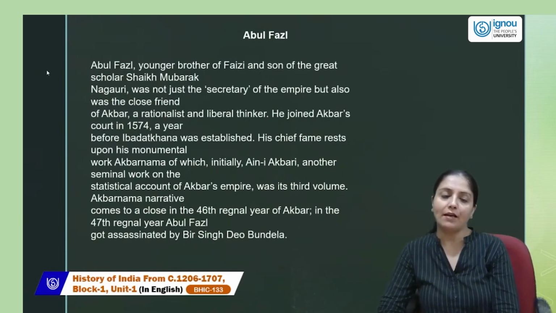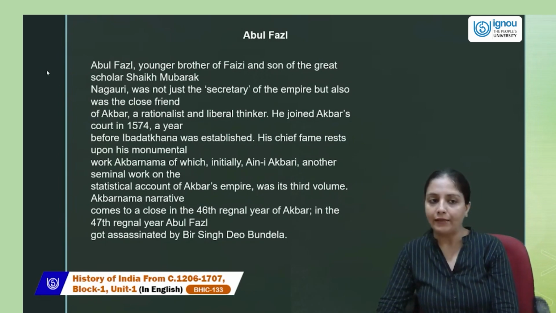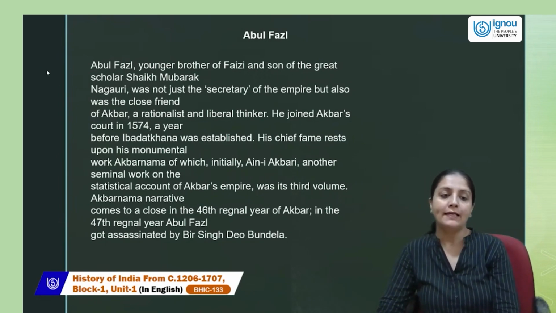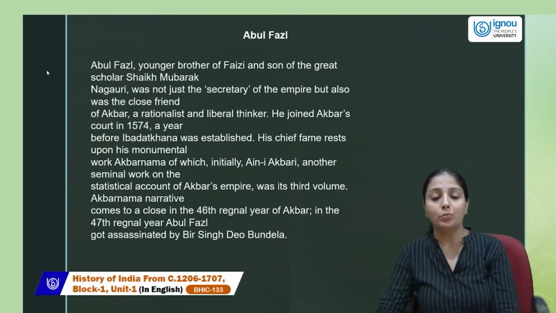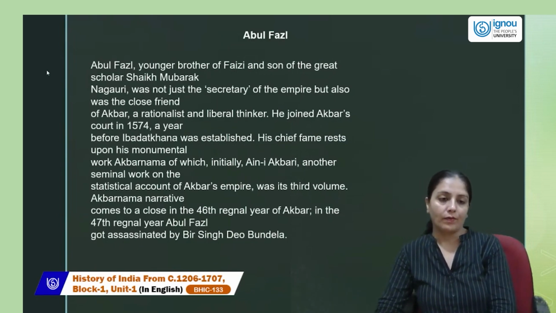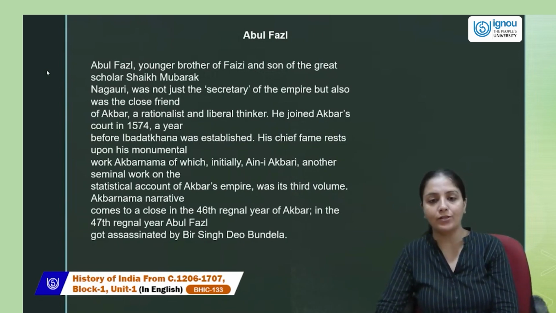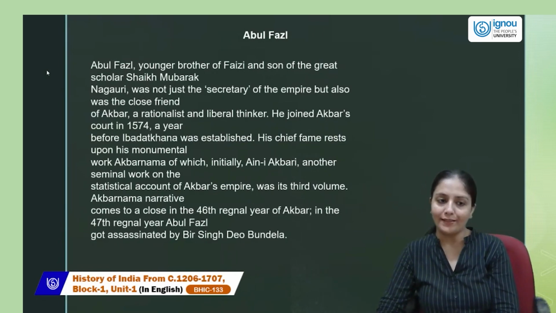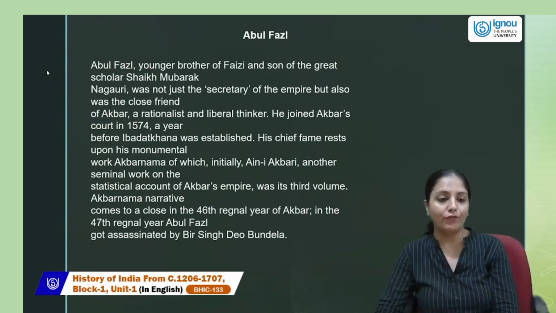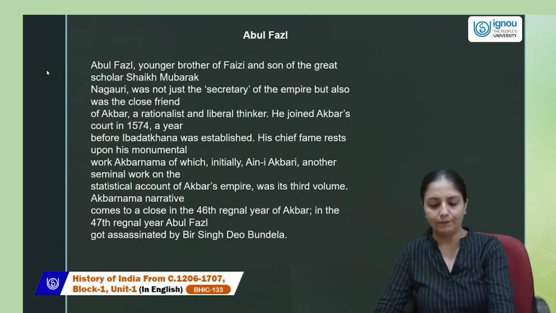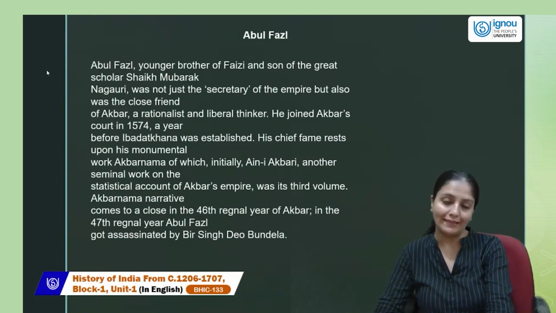His chief fame rests upon his monumental work Akbarnama, of which initially Ain-e-Akbari, another seminal work with a statistical account of Akbar's reign, was the 3rd volume. The Akbarnama narrative comes to a close in the 46th regnal year of Akbar. In the 47th regnal year, Abul Fazl was assassinated by Bir Singh Bundela.